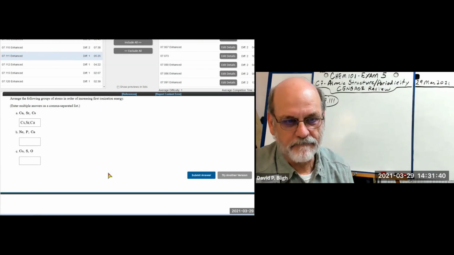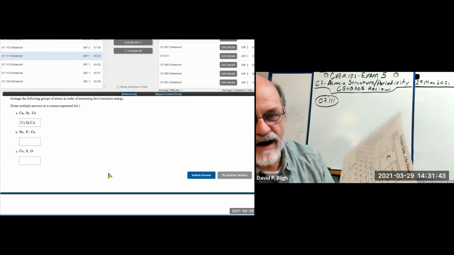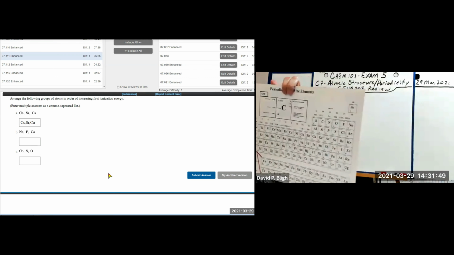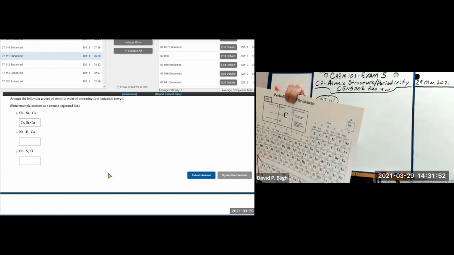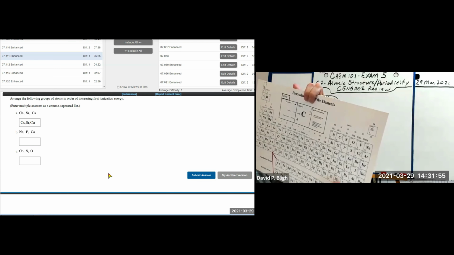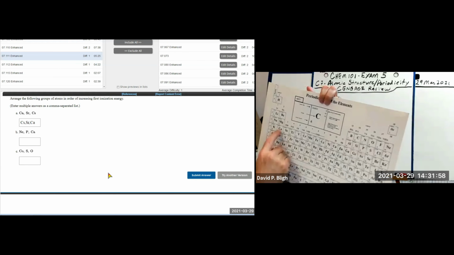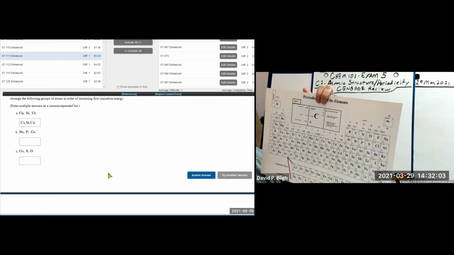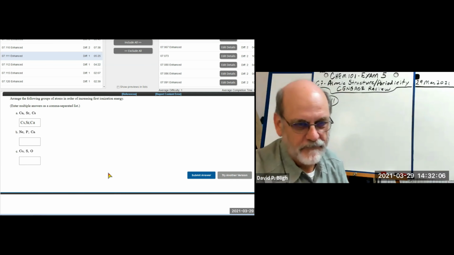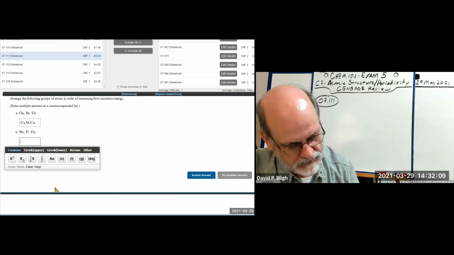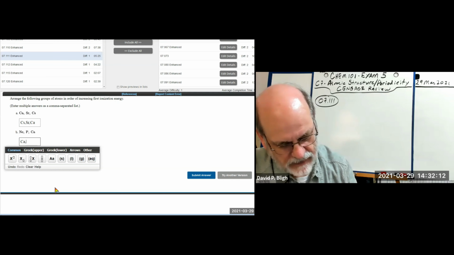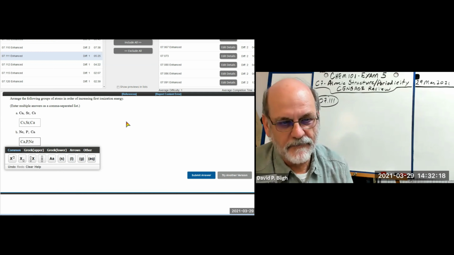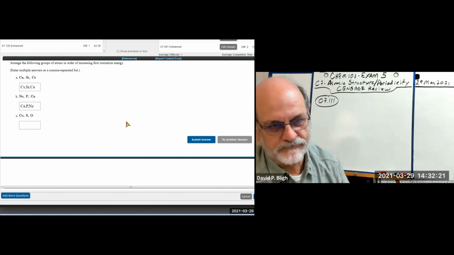How about the next one? Neon, phosphorus, and calcium. All right. Neon's way over here, upper right-hand corner. Phosphorus is right here to the left. Calcium is over here. Calcium would be the lowest. Phosphorus will be the next. Neon will be the last. So we'll put in calcium, and then phosphorus, and then neon. Okay? Then we'll go to the last one.